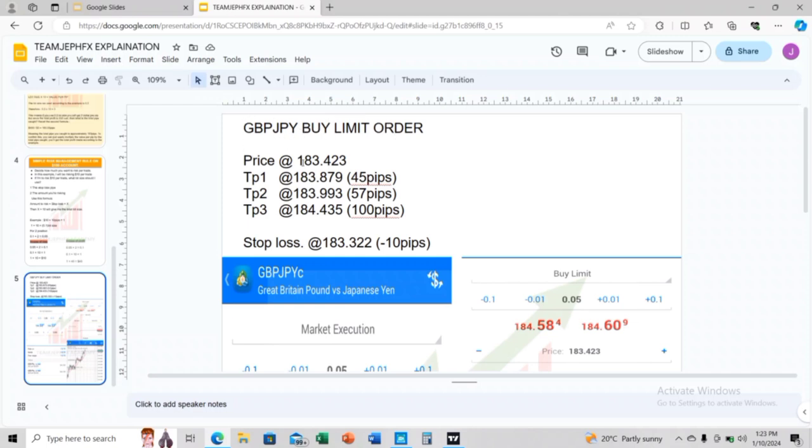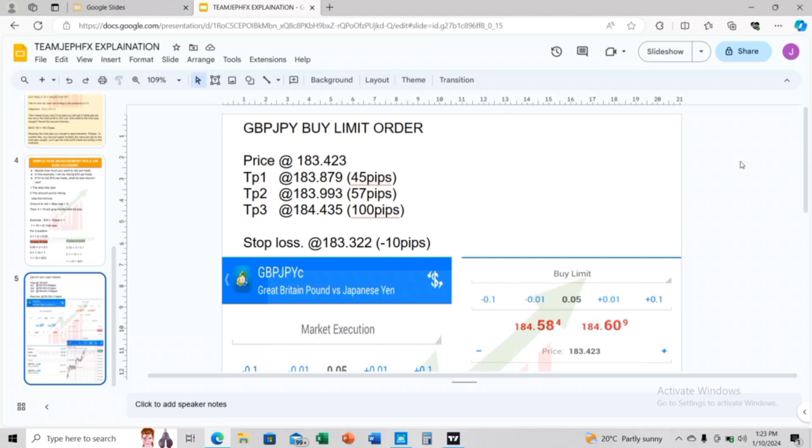This is our price. Our price is at 183. I've written it out. TP1, if it gets to my TP1, that means I'm gaining 45 pips. If it gets to my TP2, I'm gaining 57 pips. If it gets to my TP3, I'm gaining 100 pips. But if it does not get to any of my TPs and it decides to give me a loss, I'm losing 10 pips. Have that at the back of your mind.